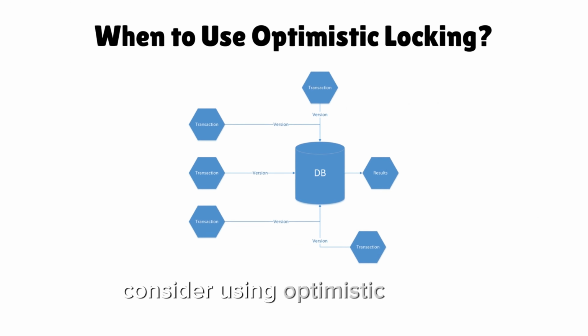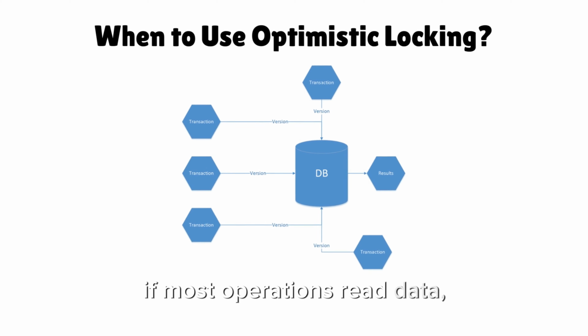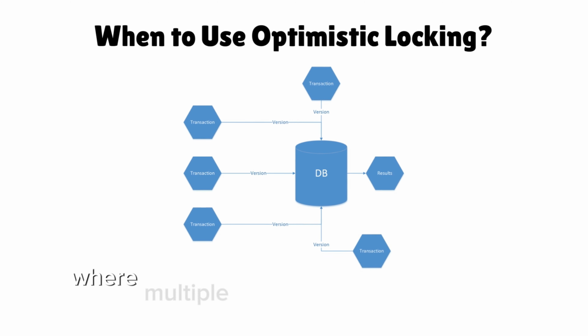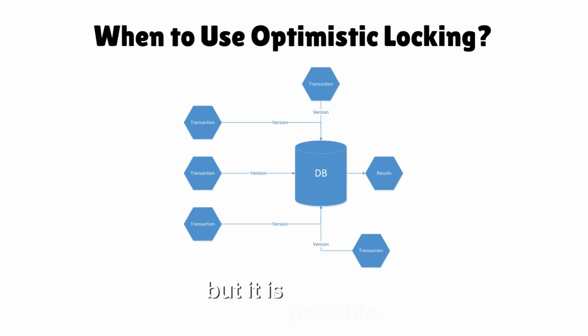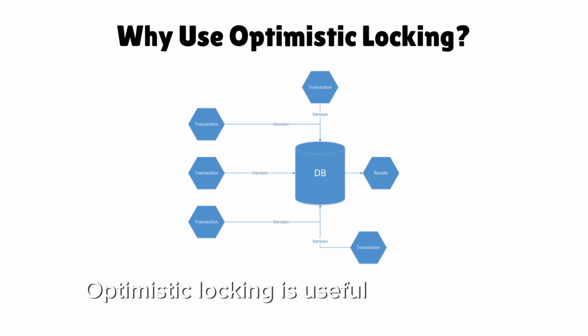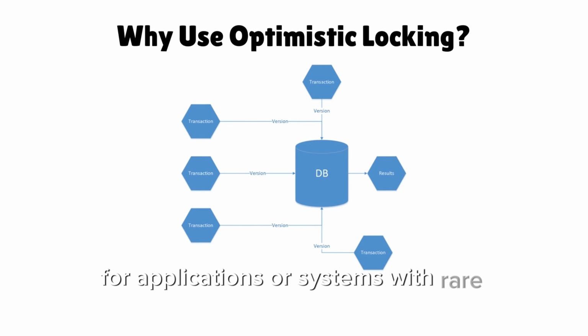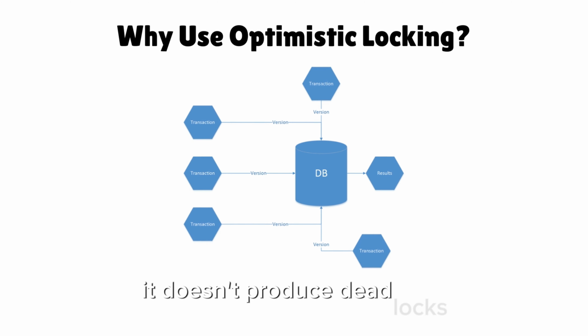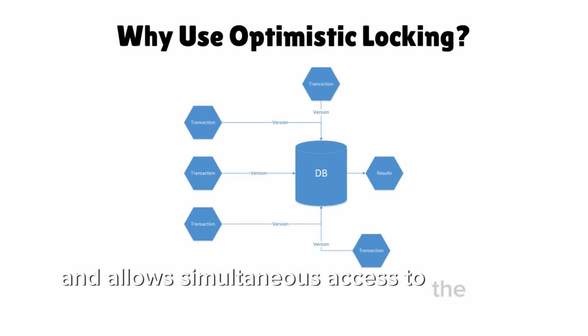Consider using optimistic locking if most operations read data but infrequently update it. Optimistic locking is also useful in microservices where multiple services are accessing the same data and conflict is not likely to happen, but it is possible. Optimistic locking is useful and efficient for applications or systems with rare conflicts. It doesn't require the holding of database locks, it doesn't produce deadlocks, and allows simultaneous access to the same dataset.